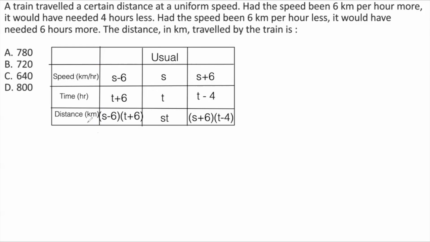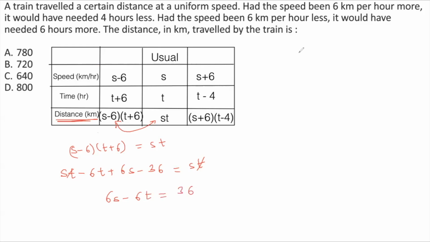Now, in all the three cases, the distance remains the same. So let's equate the distance in the first and the second cases. (s − 6)(t + 6) will be equal to s into t, or st. If you open the left-hand side's bracket, you get the expression st − 6t + s × 6, which is 6s, and −6 × 6 is −36, equal to st. Cancelling out st from both sides, I could just take 36 to the right-hand side and I would write 6s − 6t = 36. This is my first equation.